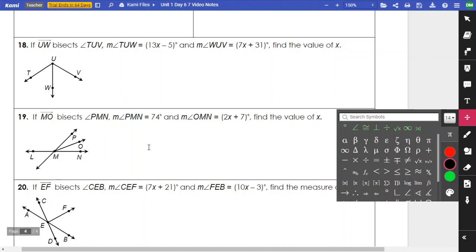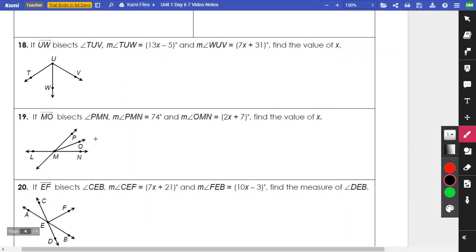We've got ray MO is bisecting angle PMN. And we've got angle PMN is 74 degrees. And angle OMN is 2x plus 7 degrees. And we want to find the value of x. So if MO is bisecting angle PMN, then that means that both of these smaller angles are congruent. So we've got two small congruent angles here.